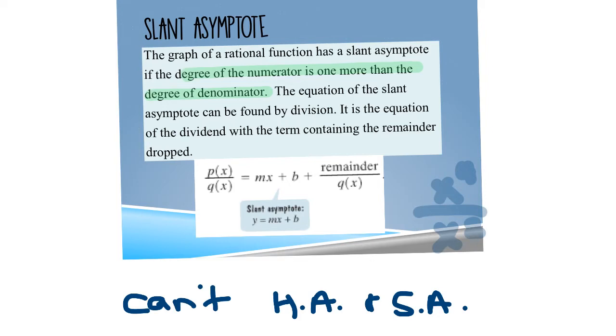The way you find the slant asymptote is by taking your numerator and dividing it by the denominator, and then you totally disregard the remainder and just grab the quotient, which will be a line. So it will be x plus or minus something, and y equals that is your slant asymptote. So you divide the top by the bottom, and then just take your quotient. Totally disregard your remainder.